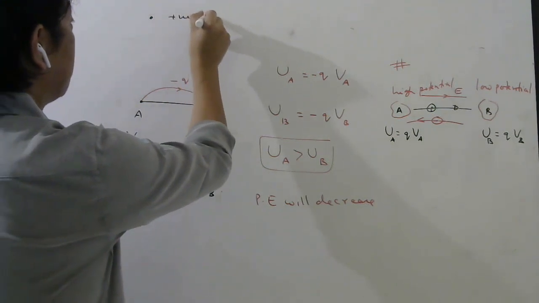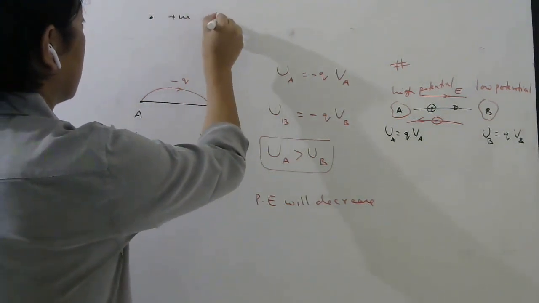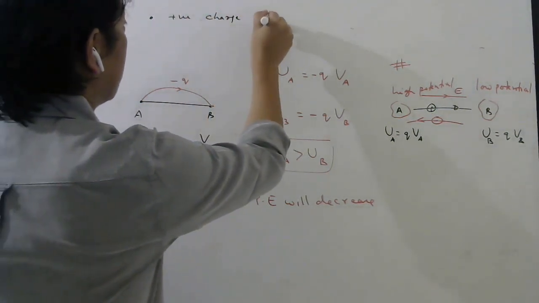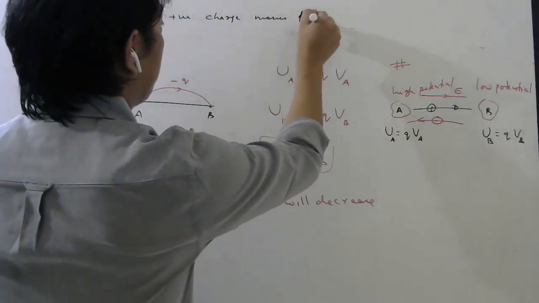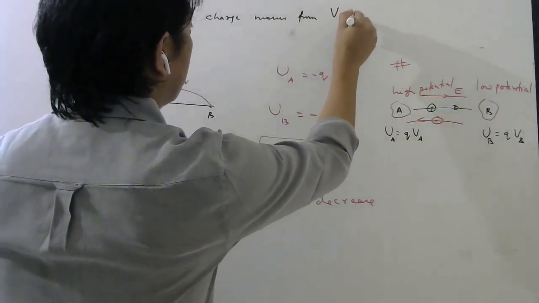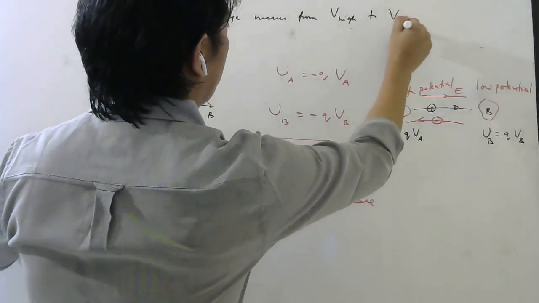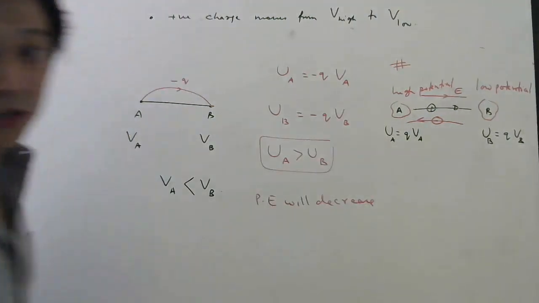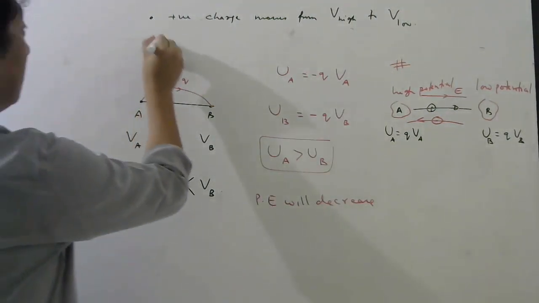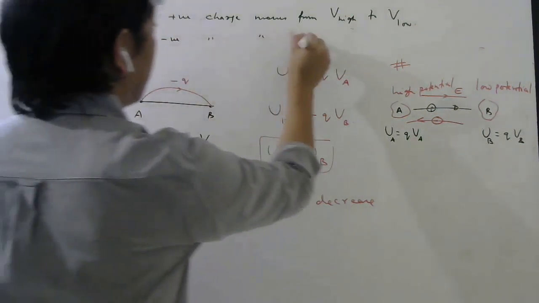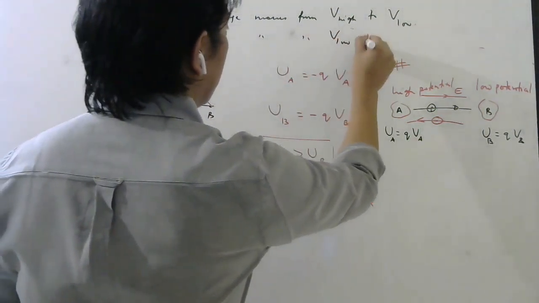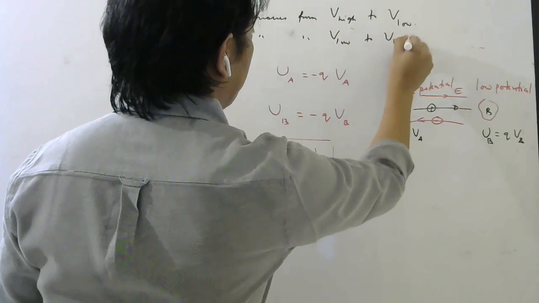Positive charge moves from higher potential to lower potential. V is the symbol for potential, right? Similarly, negative charge moves from low potential to high potential.